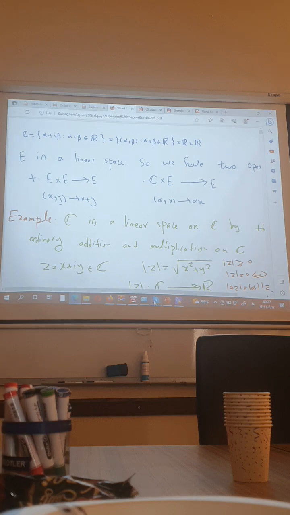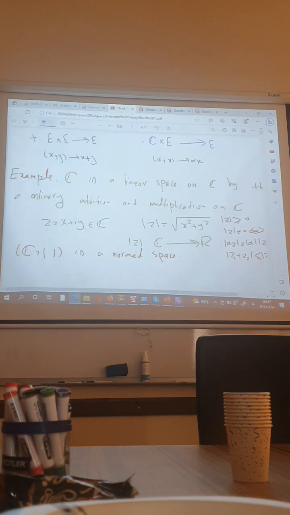We have this trivial example. Complex number itself is a linear space by the ordinary addition and multiplication. What is the ordinary addition and multiplication? Let me add.